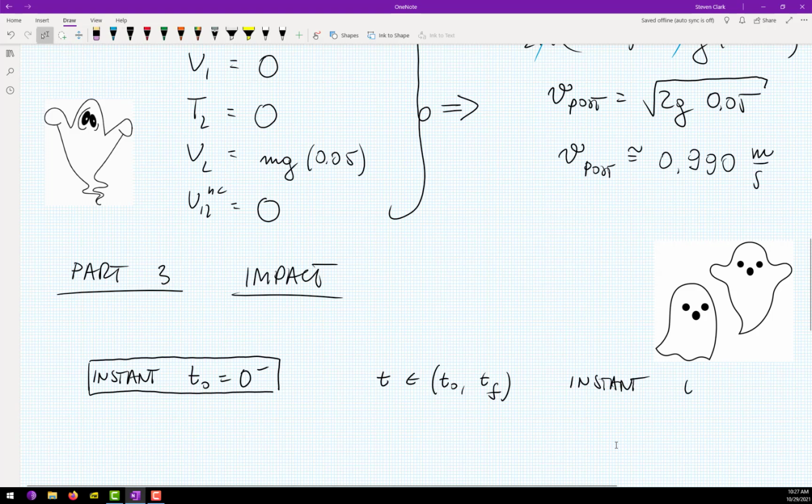Instant tf equal to 0 plus. So 0 minus means a very, very small number, but negative. And t0 plus means a very, very small number, but a little bit positive. Okay.